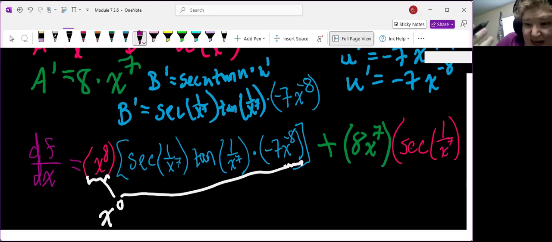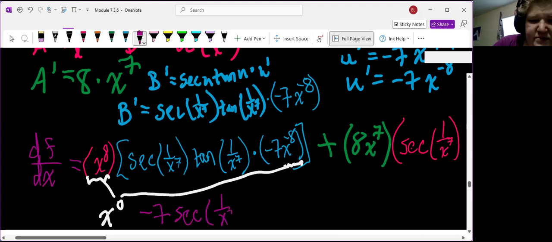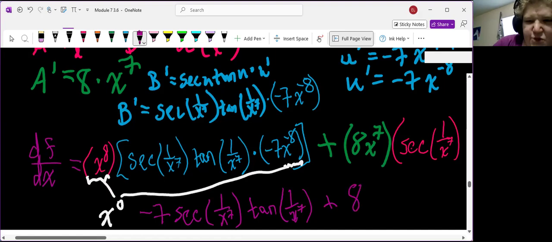So we could rewrite the first part, since the x's outside the trig functions cancel. The only other part is that negative 7 is a coefficient. So we could write negative 7 and then the secant and the tangent, plus, and then it'd just be those two smushed side by side.